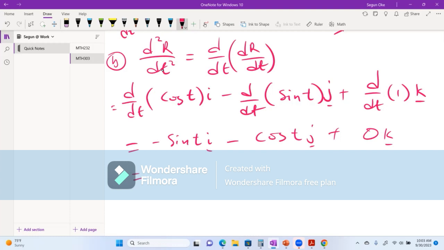So the final answer will be what? The final answer in this case will be minus sine t I minus cos t j. So that is our d square r dt squared.